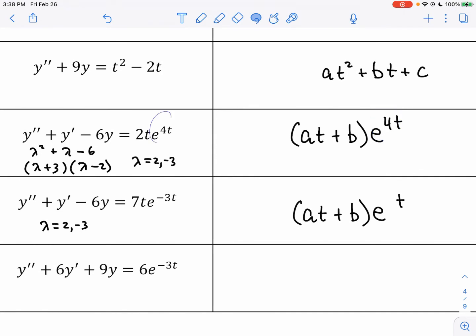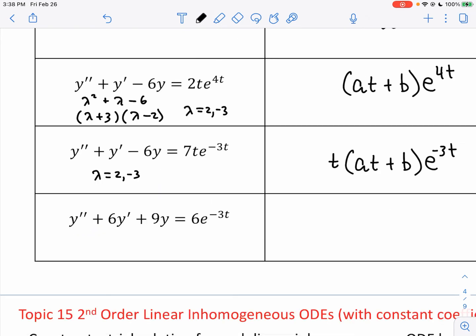This 4 here matches that 4. It's the r. So this has to match the r, which is that negative 3. But we do need an extra t in front, because negative 3r matched one of, but not both of, my lambdas. All right, this next one's a different differential equation entirely.